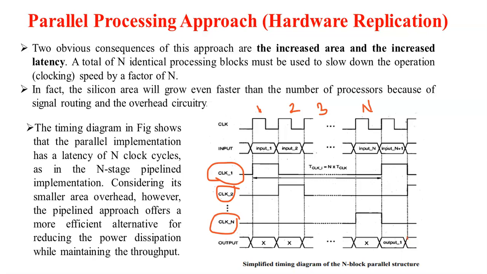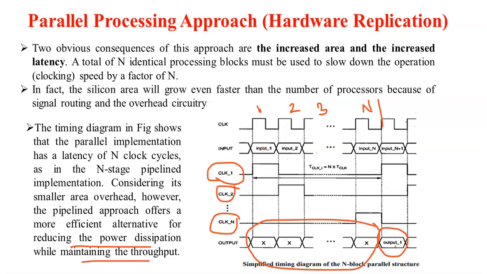But we get the output only after completion of the nth clock cycle. We can get the output for the first input, input 1. So this is similar to the pipelining structure. So the latency of the parallel processing is equal to n clock cycles. That is one kind of disadvantage in both pipelining as well as parallel processing. But the power is reduced, while the area is somewhat increased, when you are using pipelining as well as parallel processing. So by reducing the power dissipation, it maintains a high throughput.